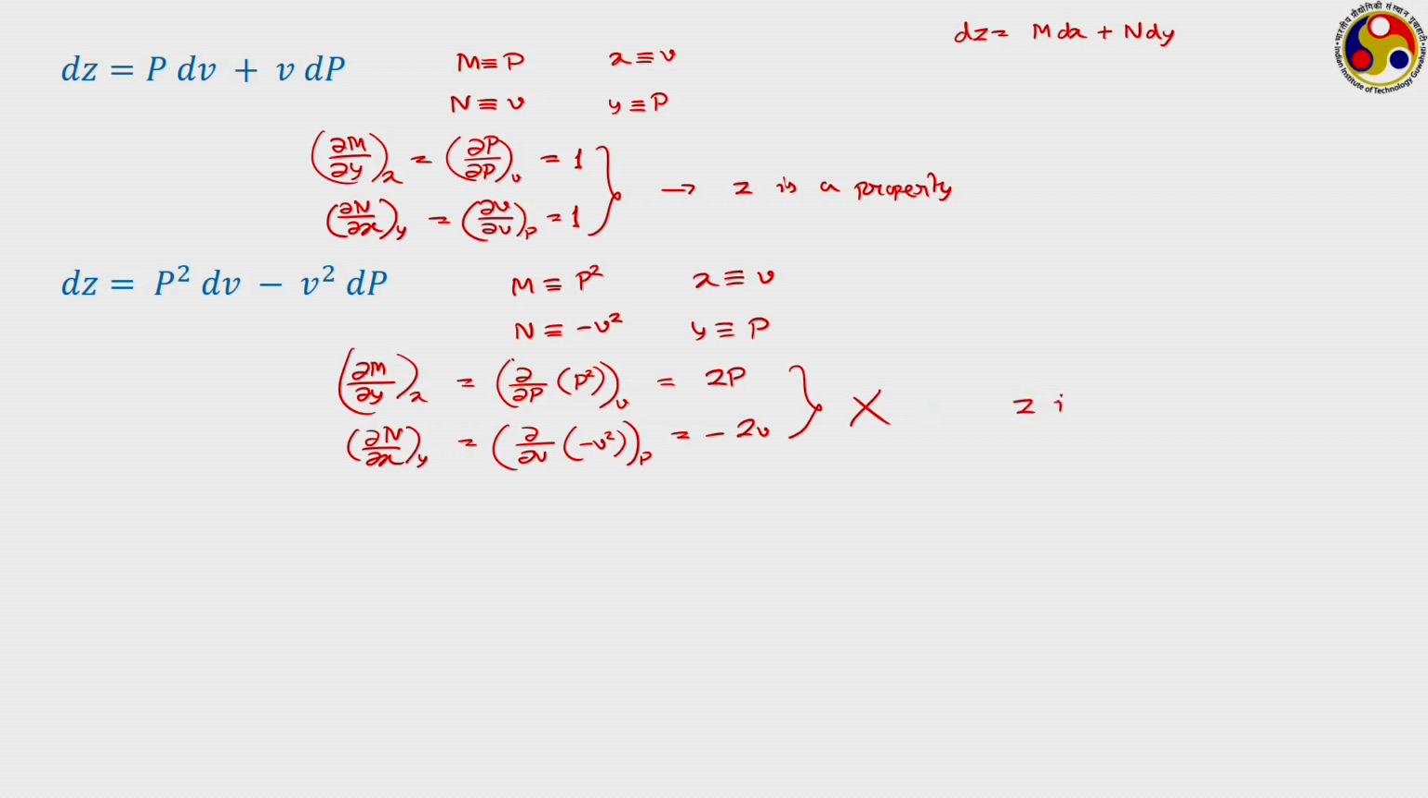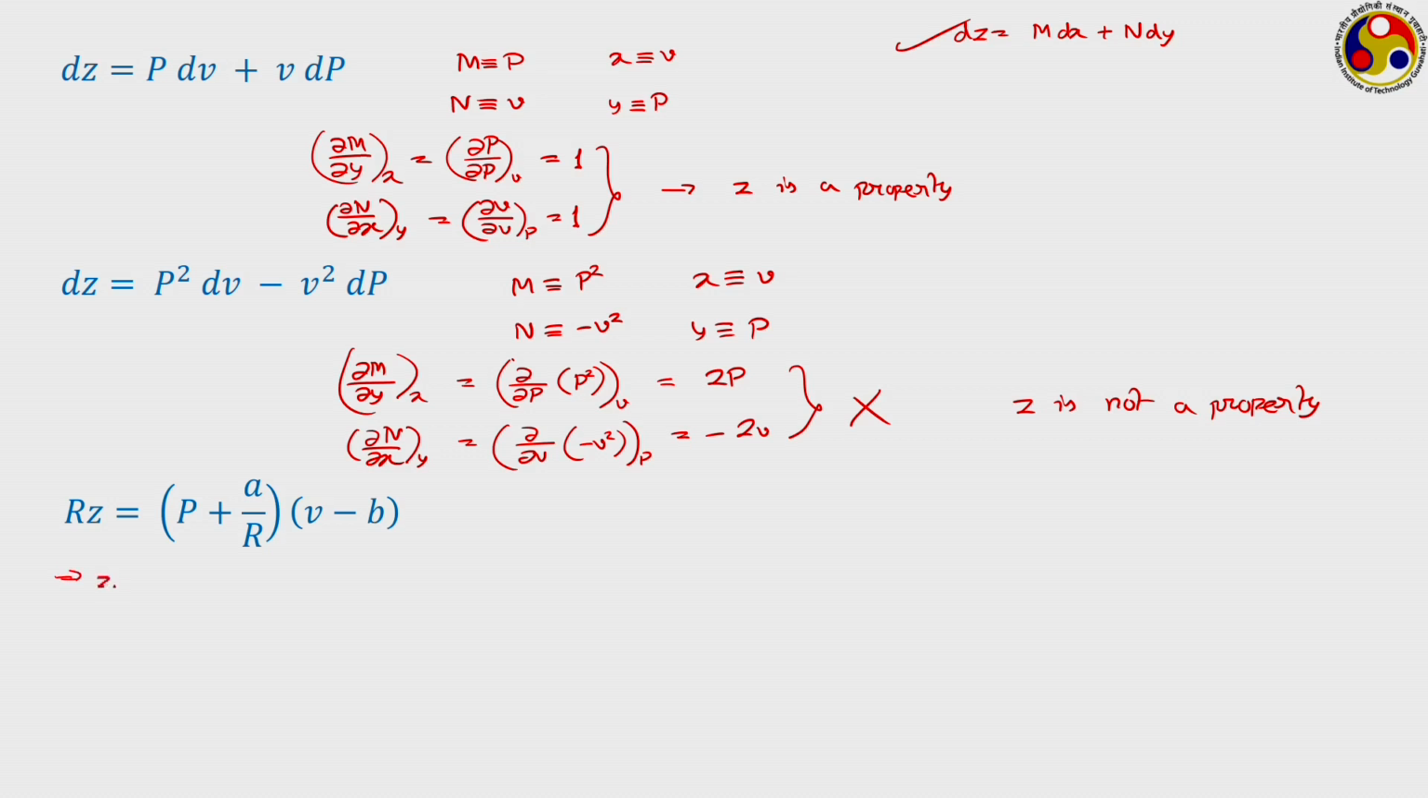So, Z is not a property, as it is not satisfying the phase rule, or I should say it is not the exact function of this P and V. A third example: here actually the differential form is not given, rather Z as a function of P and V is given. So first we have to convert this into the differential form, into a form like this.